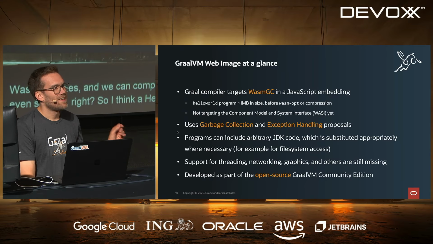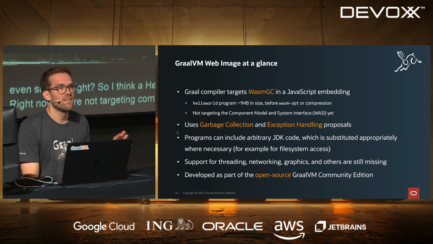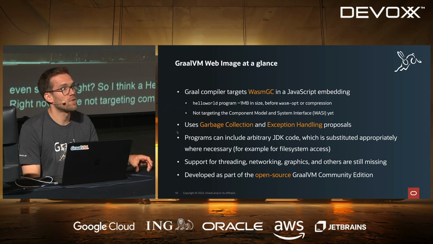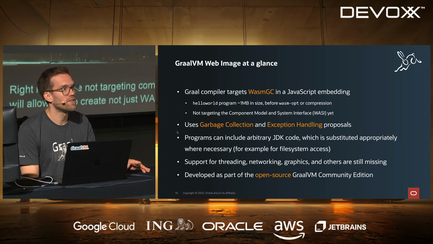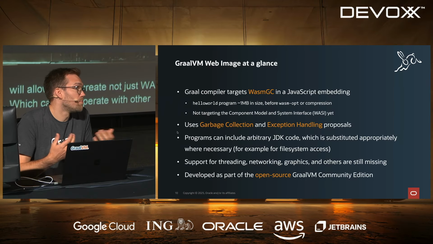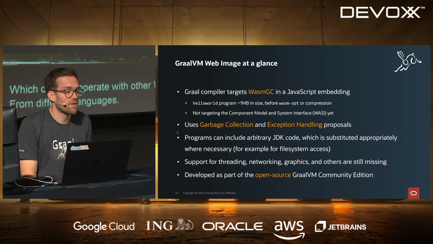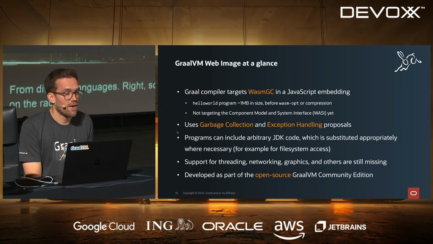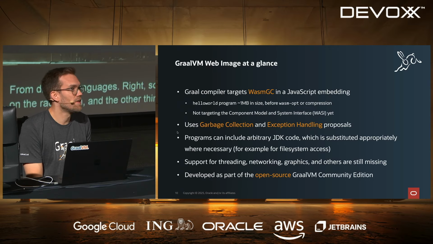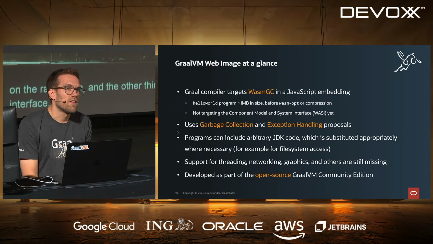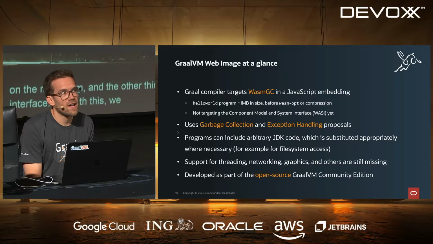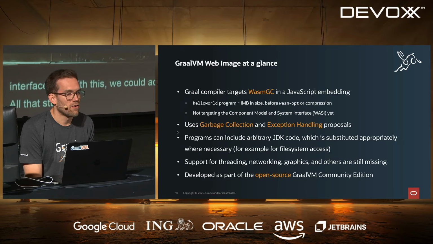Right now, we're not targeting the component model yet. That is the thing that will allow you to create not just Wasm modules, but Wasm components, which can interoperate with other Wasm components, which may come from different languages, right? So that's something that we definitely have on the radar. And the other thing is the WebAssembly System Interface. With this, we could actually do file I/O, networking, all that stuff. We don't have that right now.